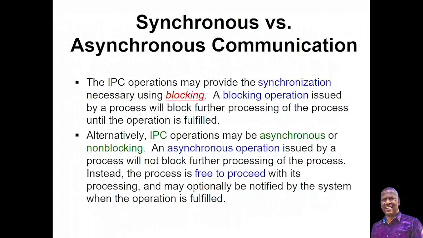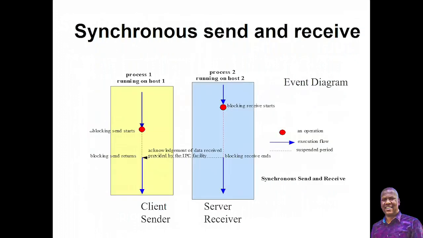So we have already mentioned the terminologies, how the blocking operation is issued, how the blocking is executed, and so on. Here, in this event diagram, you can see the client sender and the server receiver. They initiate the synchronous send and synchronous receive. Remember what we said about blocking and unblocking? Within the synchronous send, the red tip of the arrow shows the operation.